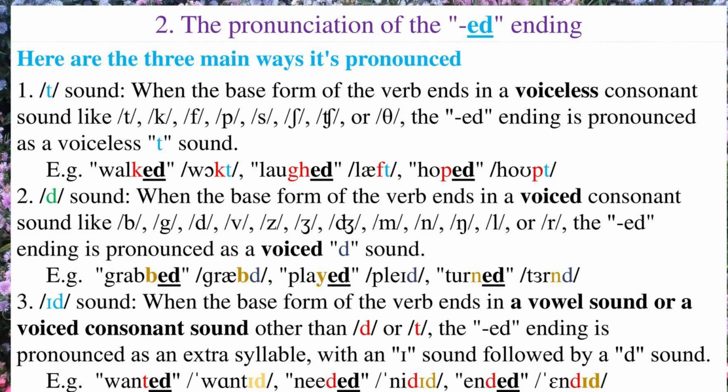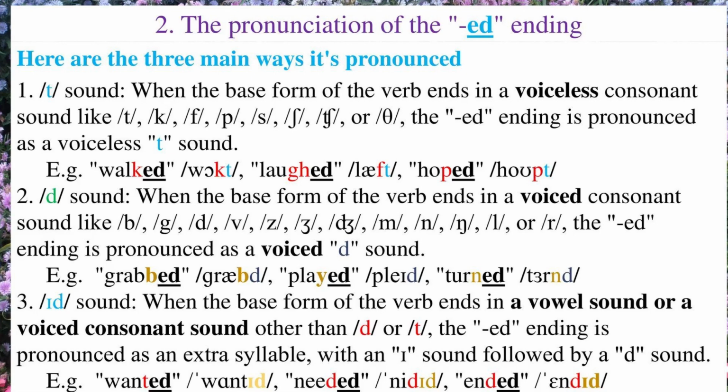2. D sound. When the base form of the verb ends in a voiced consonant sound like B, G, V, Z, M, N, L, or R, the -ed ending is pronounced as a voiced D sound. For example, grabbed, played, turned.